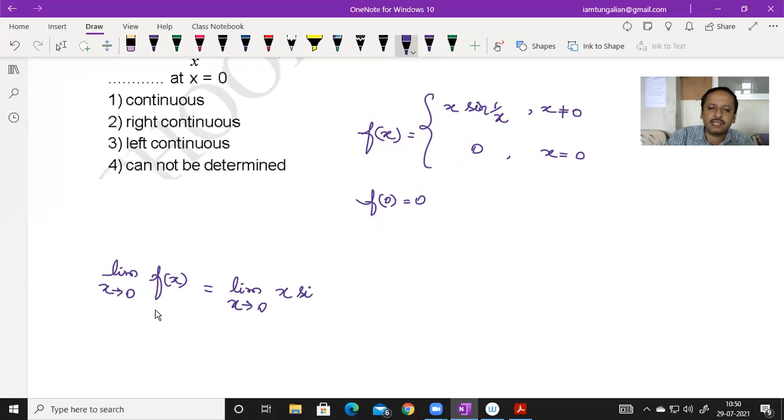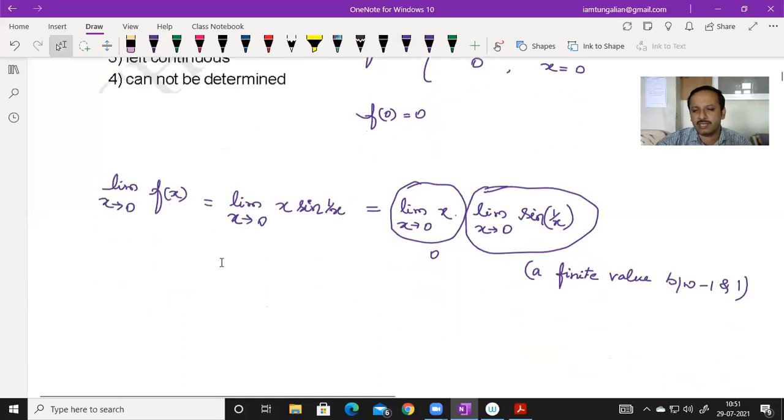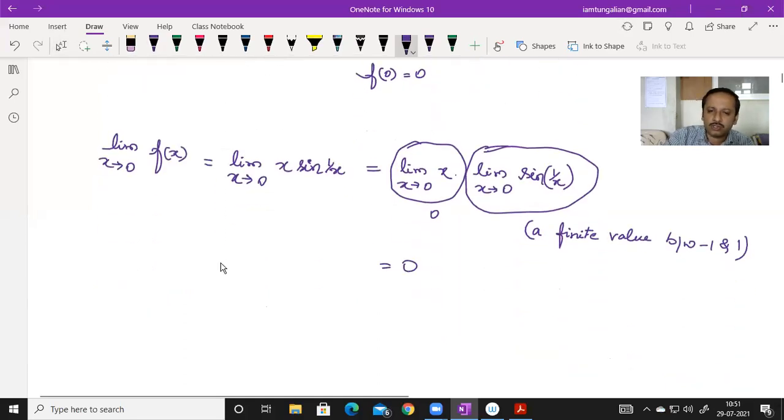So we can write this as limit x tends to 0, x sine 1 by x. This is a very well-known formula for you already. We have come across this. Limit x tends to 0, x into limit x tends to 0, sine 1 by x. Now as x approaches 0, this will be equal to 0. And what happens to this? When x approaches 0, 1 by x will tend to infinity, sine of infinity. We don't know its exact value, but we know that it is a finite value between minus 1 and 1. So this product, 0 into that quantity between minus 1 and 1, will give you 0. So f of 0 is also 0.